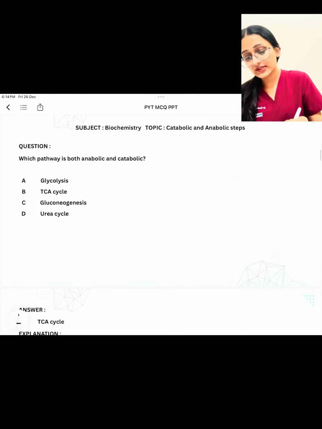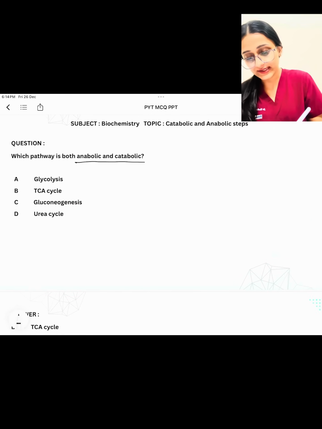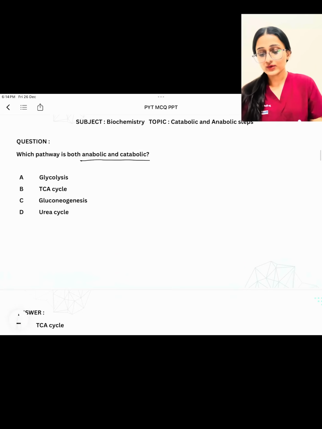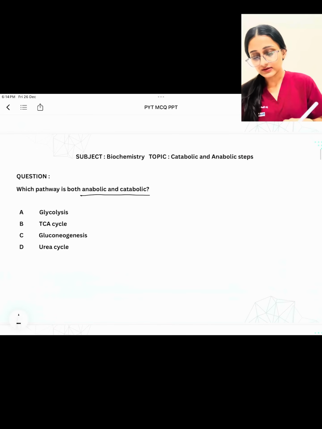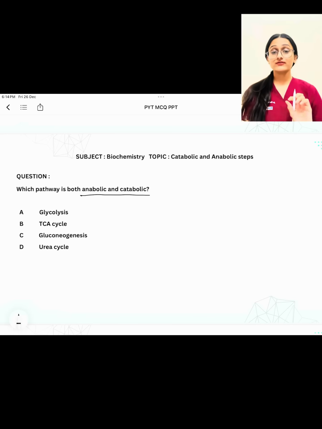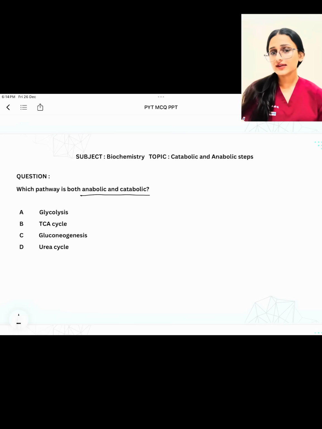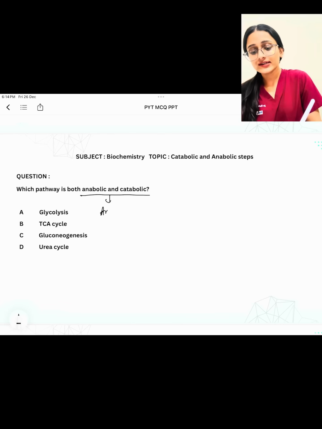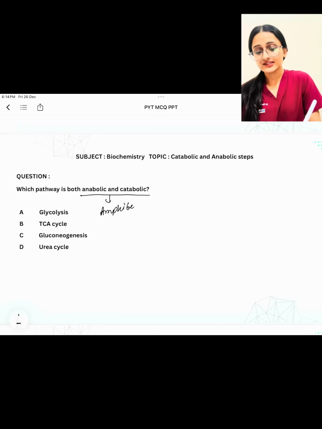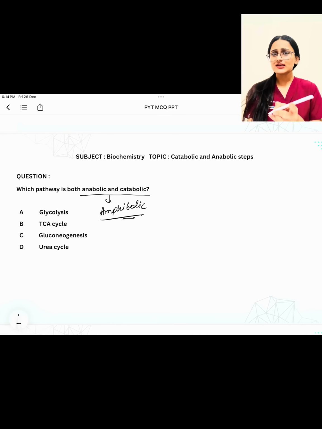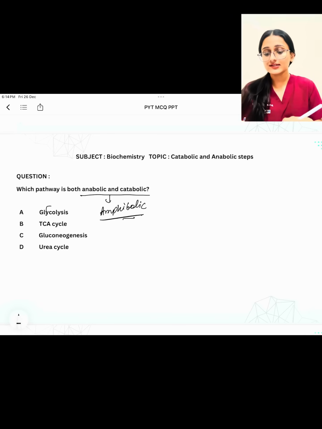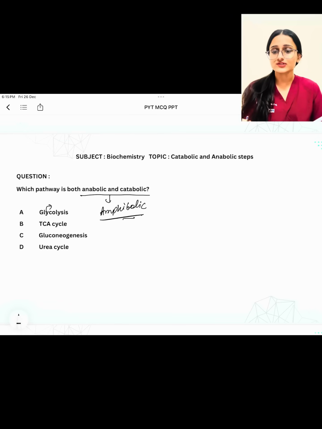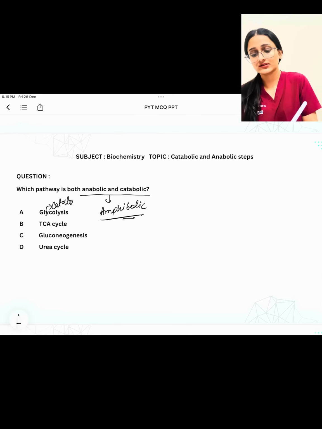So which pathway is both anabolic and catabolic? Okay, we'll see option wise. First option is glycolysis. Is glycolysis both anabolic and catabolic? Both anabolic and catabolic means amphibolic. These pathways are known as amphibolic. So is glycolysis an amphibolic pathway? I think glycolysis is breakdown of glucose, so it's just a catabolic pathway.